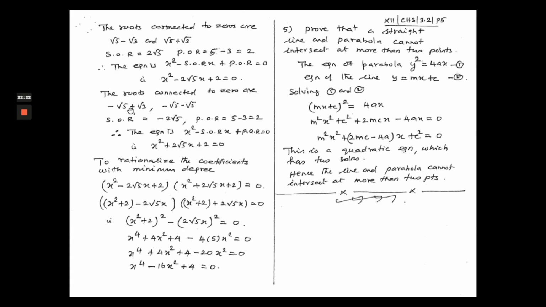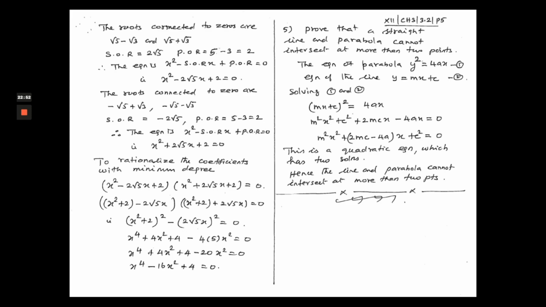Minus root 5 plus root 3, minus root 5 minus root 3. Their sum is minus 2 root 5. Their product is minus root 5 whole square minus root 3 whole square. Minus root 5 whole square is 5, minus root 3 whole square is 3. So 5 minus 3 is equal to 2. It is the product of their roots.